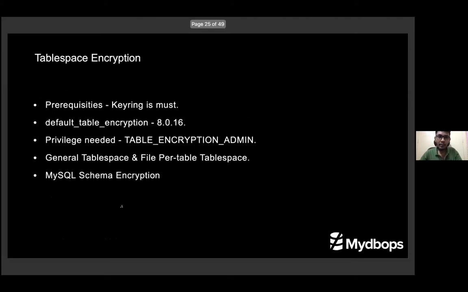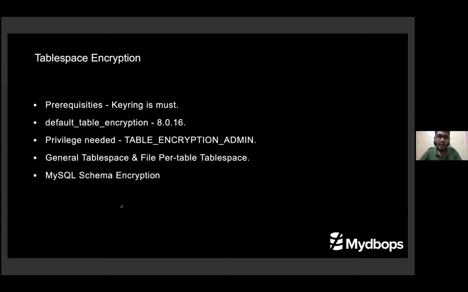Let's move into the tablespace encryption. So TDE was introduced in 5.7 itself. But one thing is default table encryption, a new option which came after 8.0.16. What is the purpose of default table encryption? In 5.7, if you want to enable encryption for a particular tablespace, we have to mention ENCRYPTION equal to Y while creating the table.